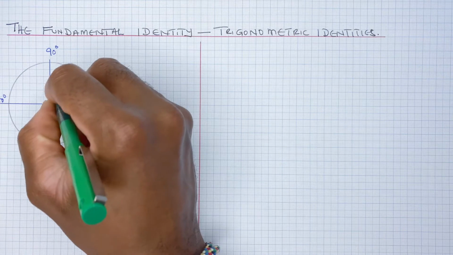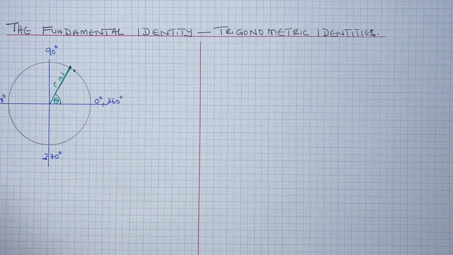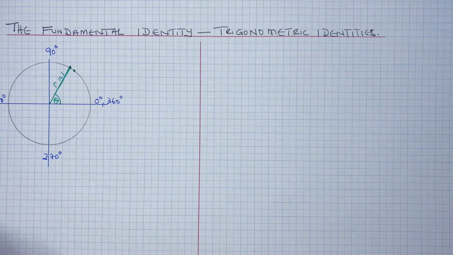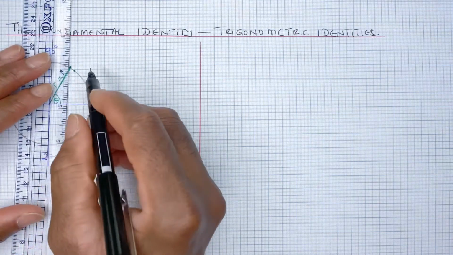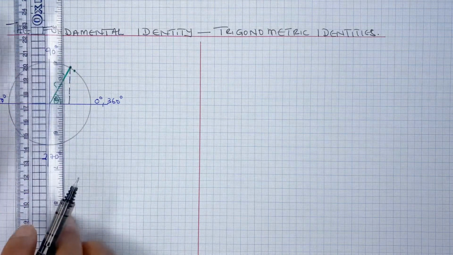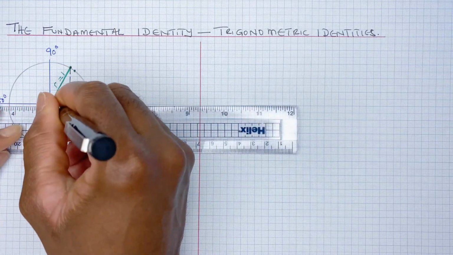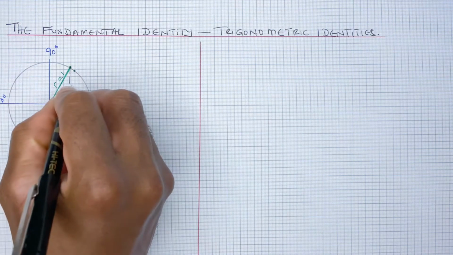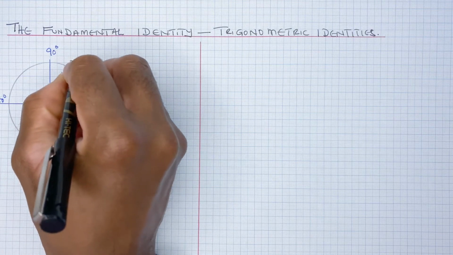So this is R, and R equals 1 in this case because it's a unit circle. And every point you pick will have its x coordinate and y coordinate. So this is the y coordinate, and this is the x coordinate. So that's the y and x coordinate.